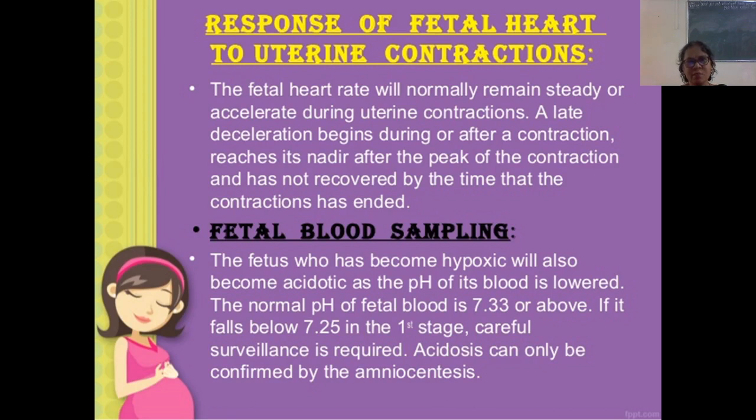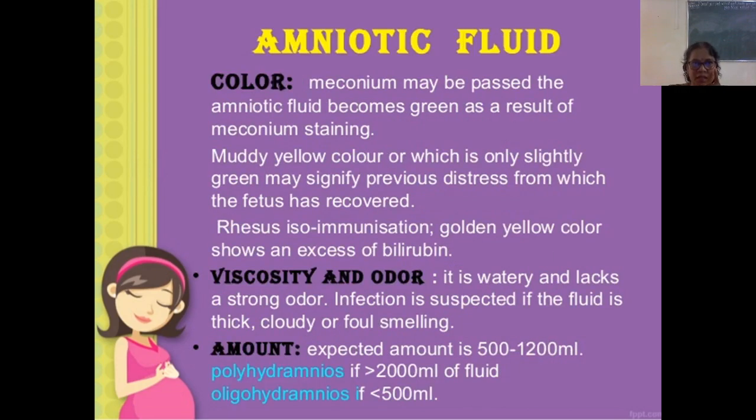A late deceleration begins during or after a contraction, reaches its nadir after the peak of the contraction and has not recovered by the time that the contraction has ended. So fetal blood sampling. The fetus who has become hypoxic will also become acidotic as the pH of its blood is lowered. The normal pH of fetal blood is 7.25 and above. If it falls below 7.25 in the first stage, careful surveillance is required, and acidosis can only be confirmed by an amniocentesis.